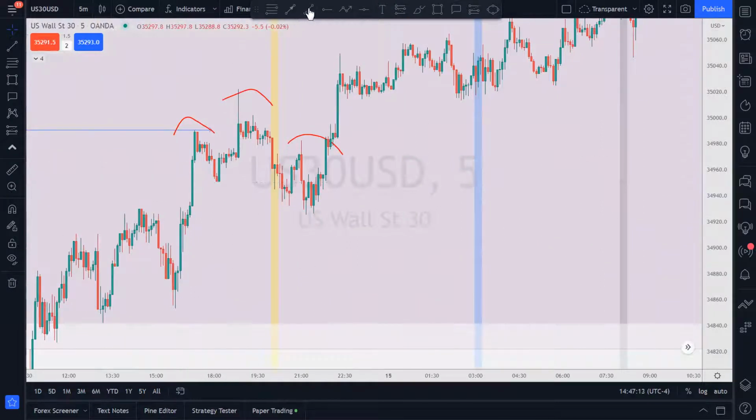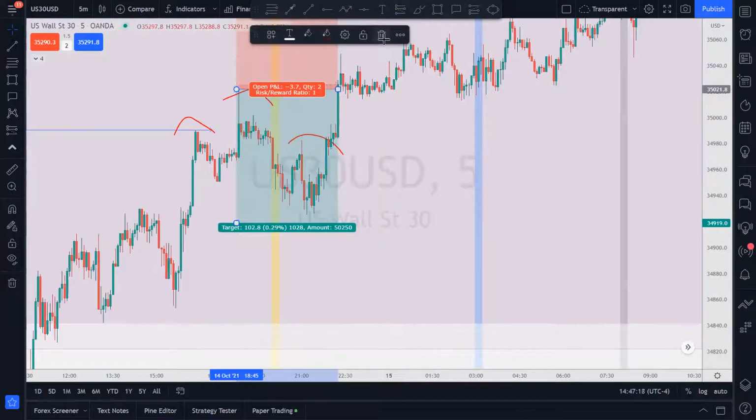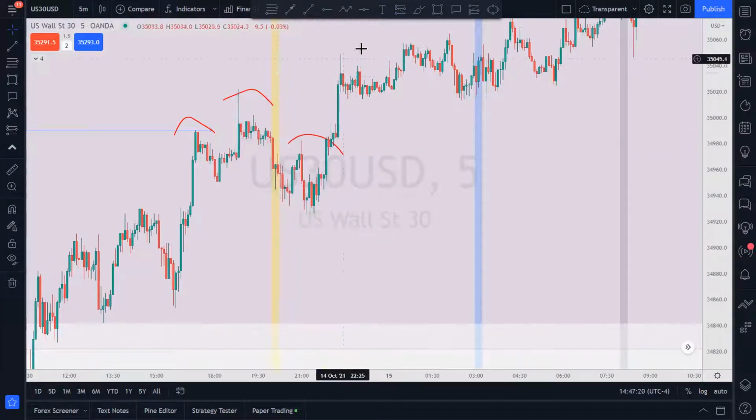One, what did I tell you about the fibs? You got to measure. You want to make sure that you are in discount pricing and not premium pricing, right?